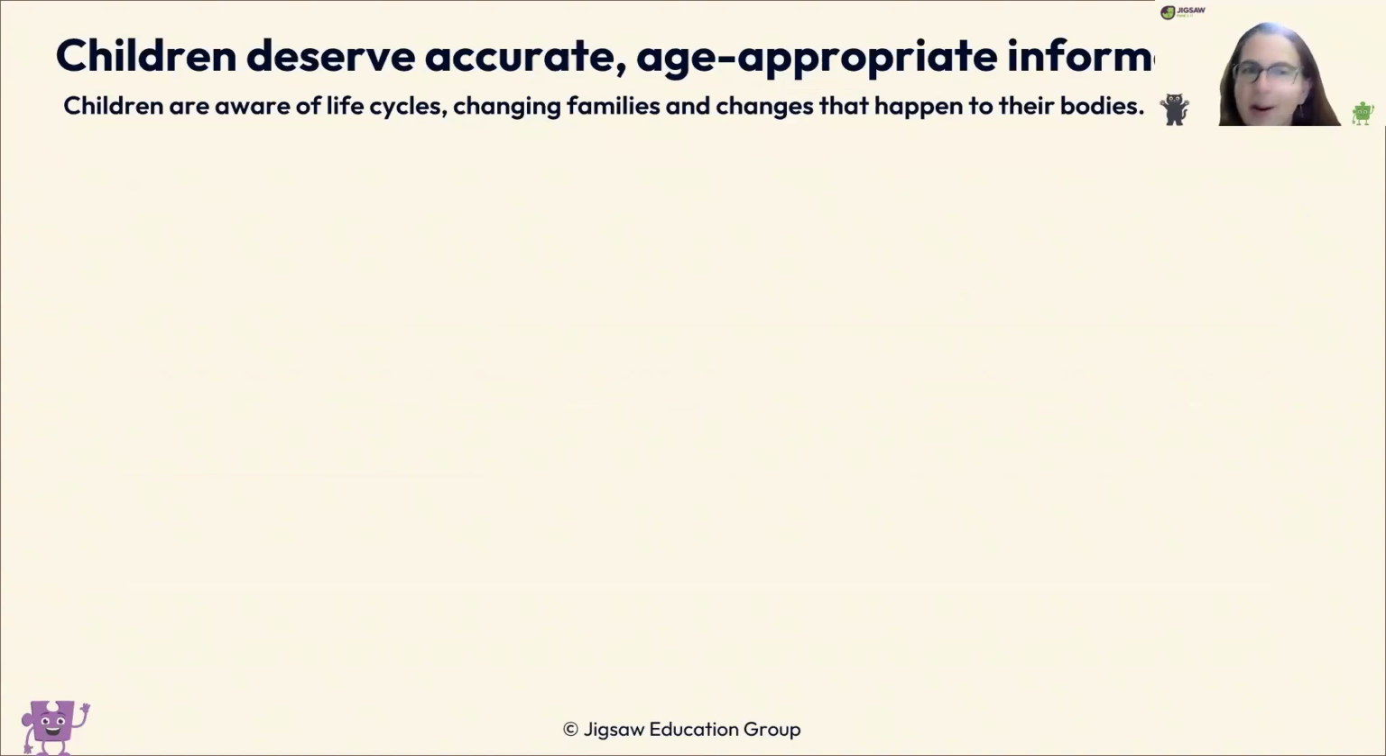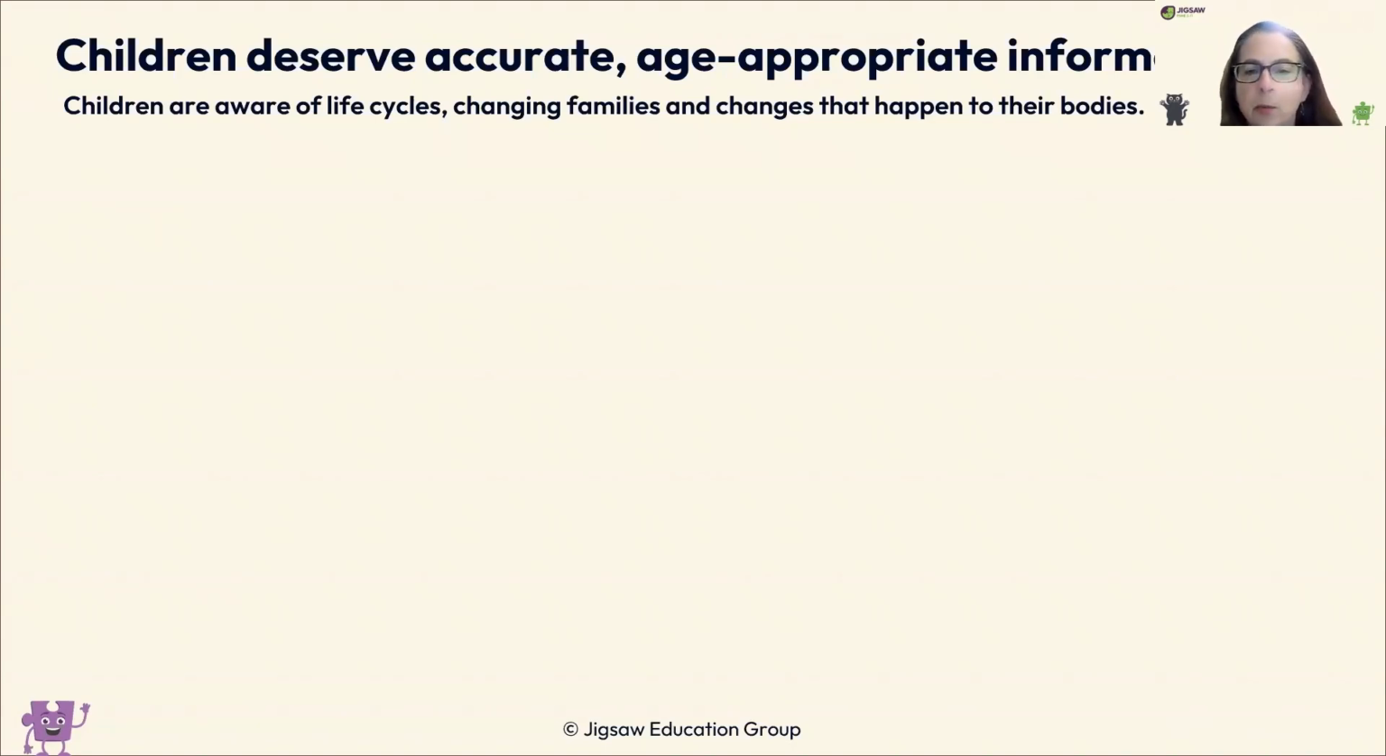Children in school are aware of life cycles. They are in families. They're seeing families on the playground. They know about babies and babies in mothers' tummies. They're also aware, as in the puberty work, about the changes that are happening to their bodies. And especially as they approach upper primary, they're more aware about how these things may be linked.